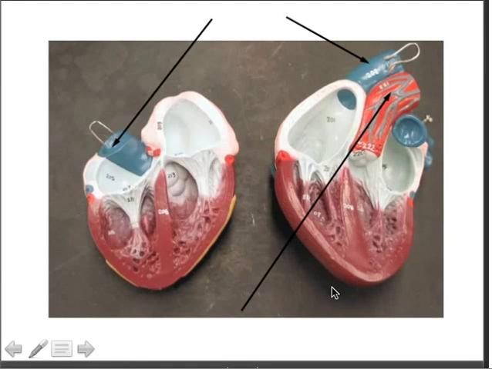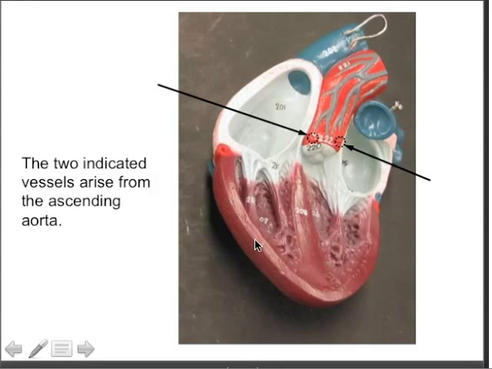Here we can see the brown heart butterflied open. This would be the back of the heart. This would be the front. Okay, we've bisected it. The vessels are as follows. Okay, you can pick up the pulmonary trunk and the aorta as seen here. These two indicated vessels come from the ascending aorta.